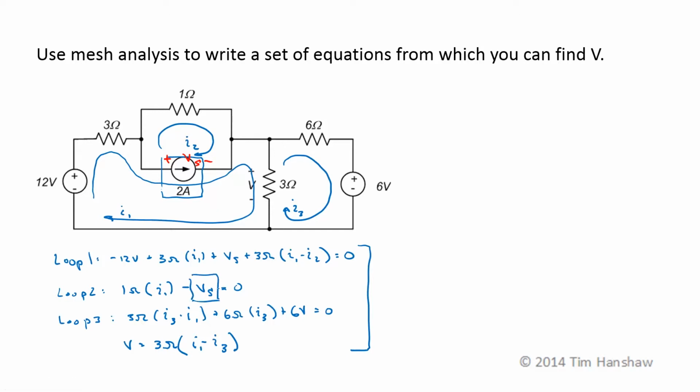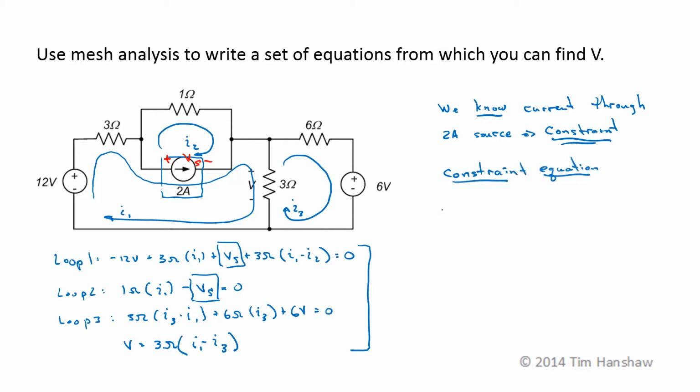With this approach, I introduced another unknown V sub S, so I need to write another equation. What I do know is that the sum of the mesh currents through any element has to equal the physical current through that element. The current through the 2 amp source is known. That becomes a constraint. The mesh currents that go through that 2 amp source are constrained by that current. So we have to write what is called a constraint equation so that the 2 amps is equal to the sum of the mesh currents through that element, keeping track of the signs.